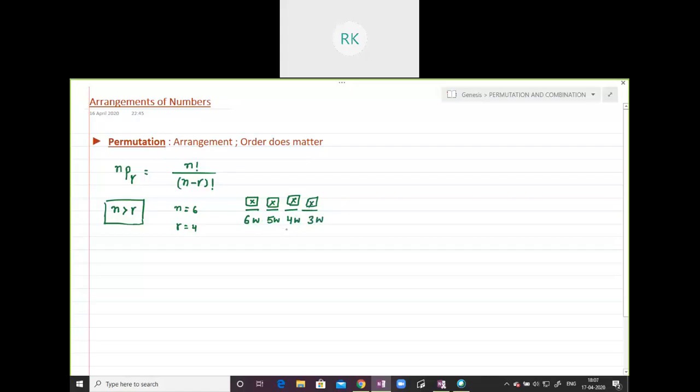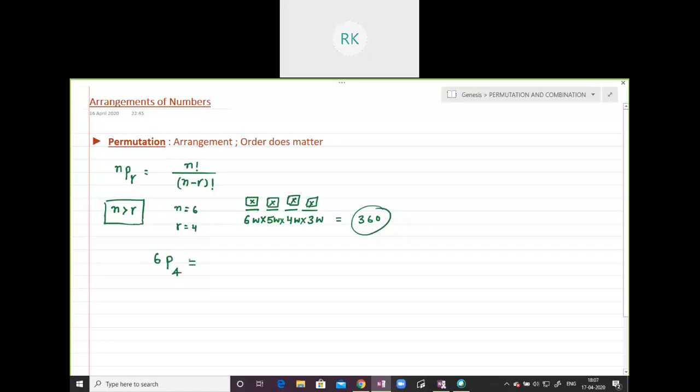Now again ask yourself the question: should I multiply them or add them? Am I taking all of this together, or one by one? I am not taking either the first position or the second or the third or the fourth position; I am taking all together. Together means the 'and', so I should multiply them, right? So what should be the answer? 6 fives are 30, 30 fours are 120, 120 threes are 360, right? Now, if you use the formula, what should be 6P4?